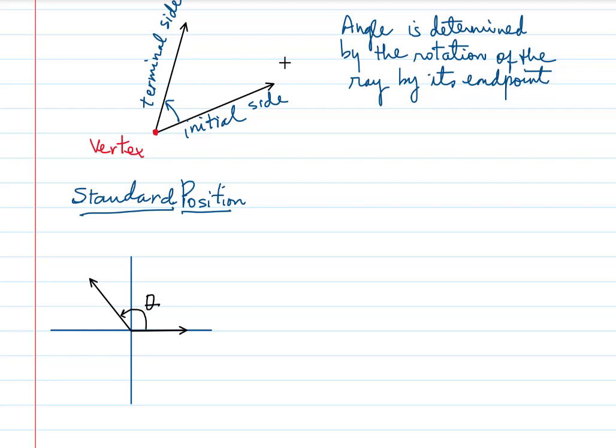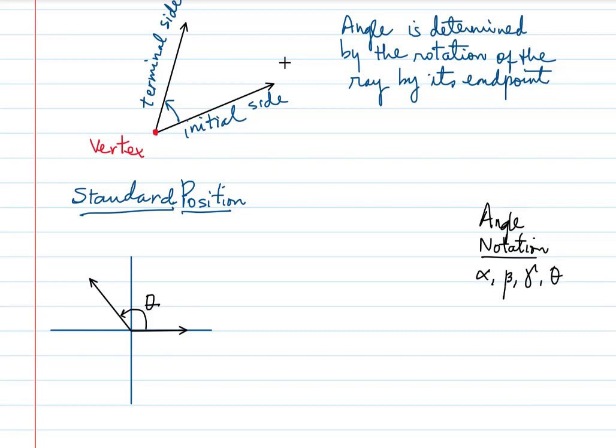Standard position means all of the angles are going to start on the positive x-axis, and then they're going to go around either clockwise or counterclockwise to their terminal side, right? And so that opening forms that angle of interest here. Now, some notation for angles: typically, the symbols that we use for angles are letters. So we're going to use alpha, beta, gamma, theta, and so forth.